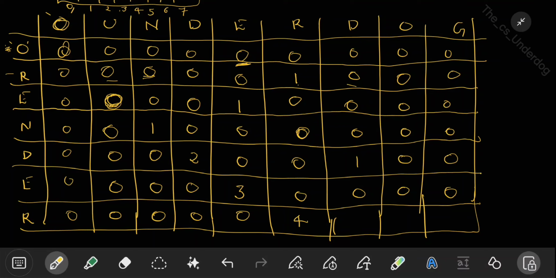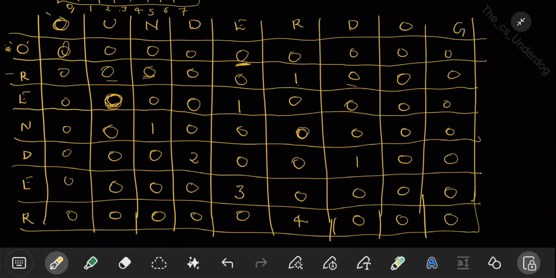What about this one? R and D are not matching. R and O not matching. R and G again not matching. Now your complete DP table is filled. What should you see now? Whichever is the maximum value present in this complete DP table.